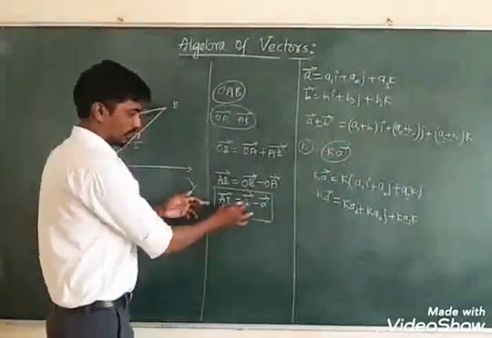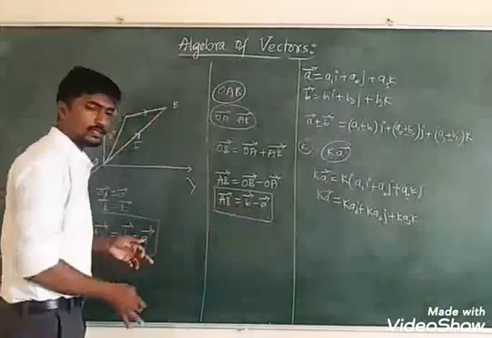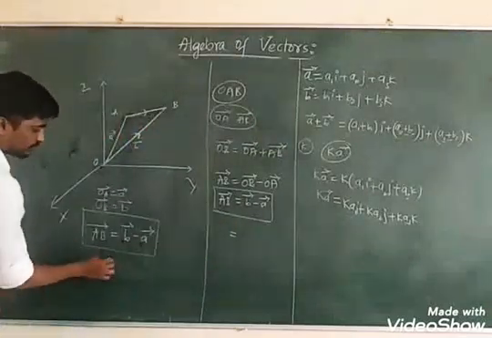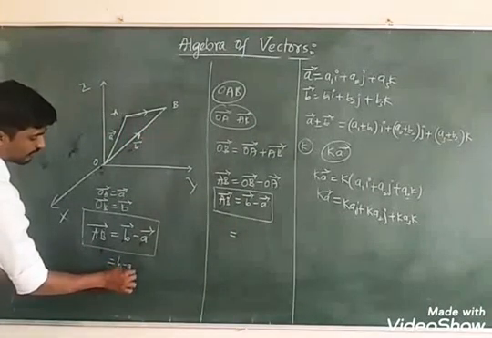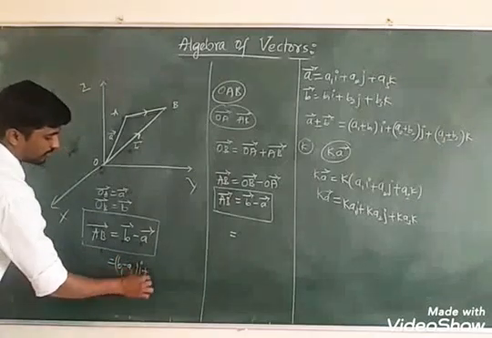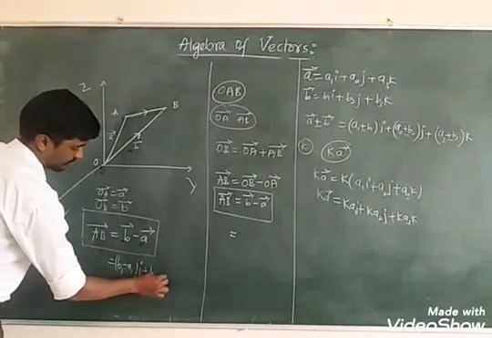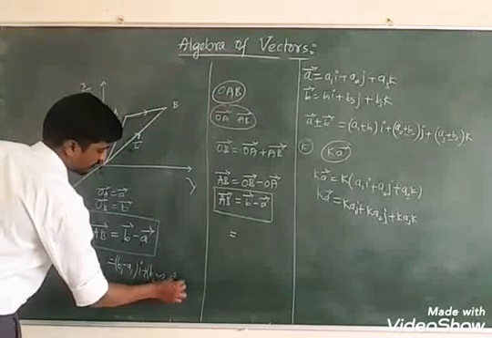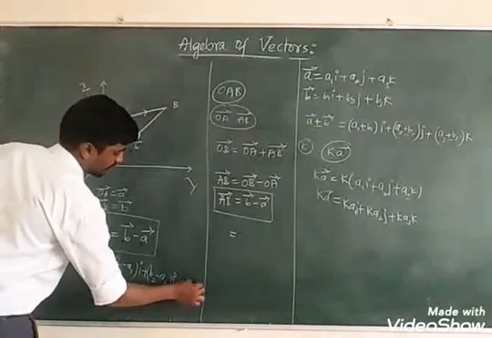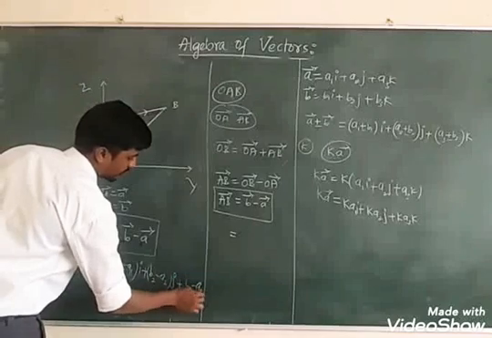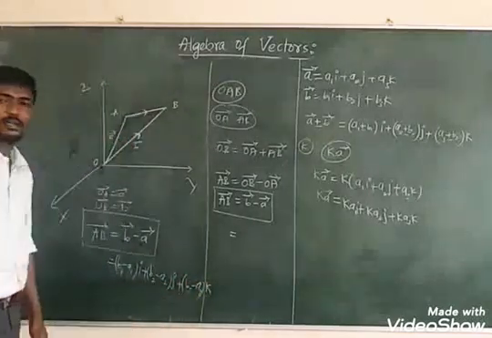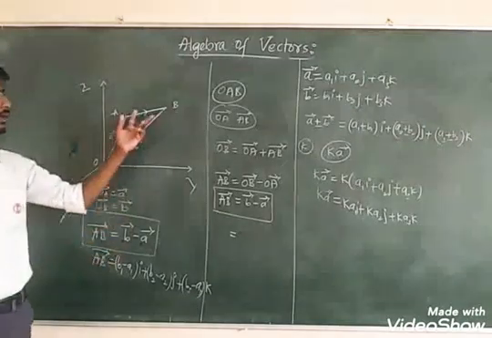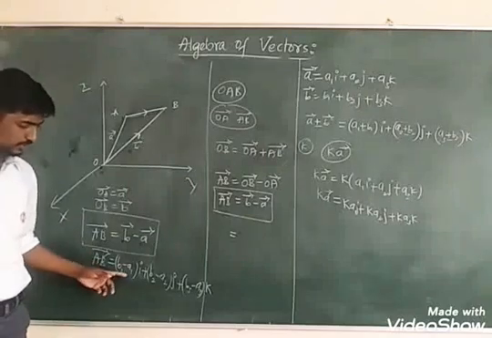And now come here, we have b minus a. So how do we write this b minus a? Let me write it here. So look, this will become b1 minus a1 into bracket i plus b2 minus a2 into j plus b3 minus a3 into k. Yes, so this is how the vector will be represented by two points.